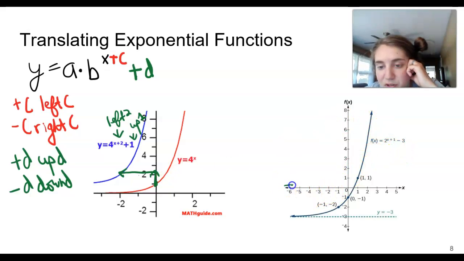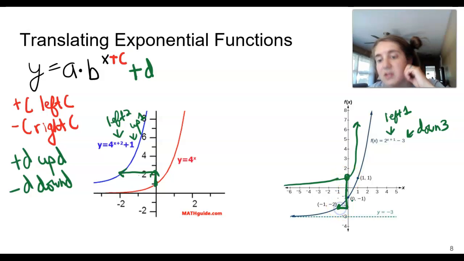If I look at this one, normally it would look like this. This plus 1 meant left 1, down 3. So I started here, went left 1, down 3. So that's how that would move. So this is how we shift. We're going to go ahead and practice.